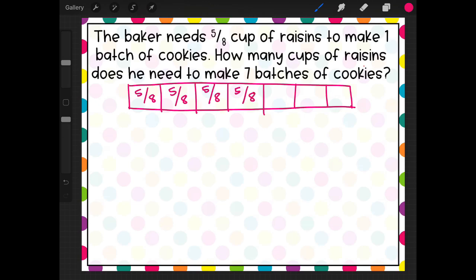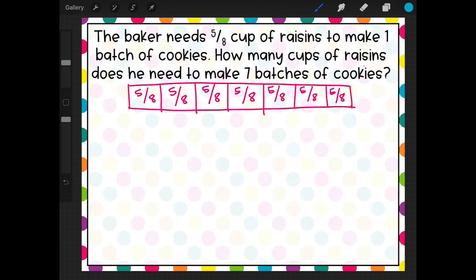Now, another way I could do this is just by writing it out in repeated addition, where I just do 5/8 plus 5/8 plus 5/8, and I do that 7 times. Now, I'm going to show you 3 different quick solutions on how to solve this.